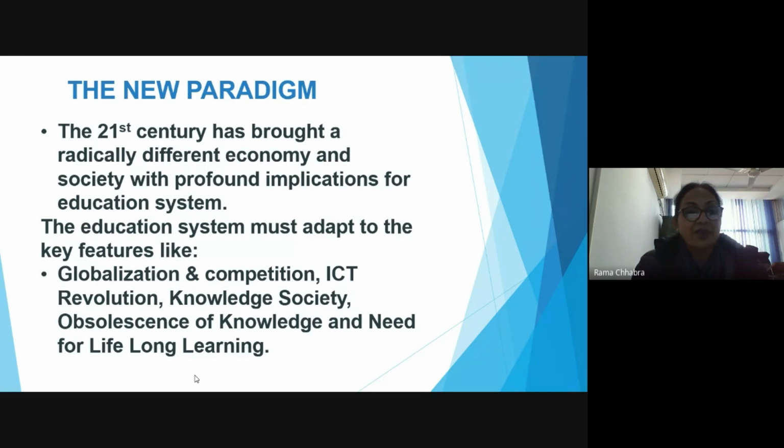Obsolescence of knowledge and need for lifelong learning. See, because the technology changes very fast and there is increased emphasis on R&D for innovations. One has to update and reskill oneself on a continuous basis and become a lifelong learner.